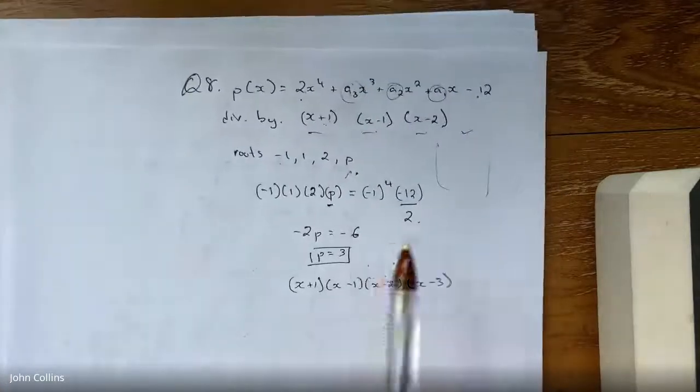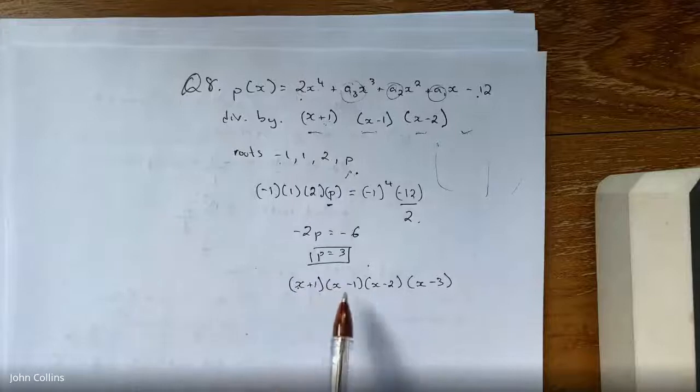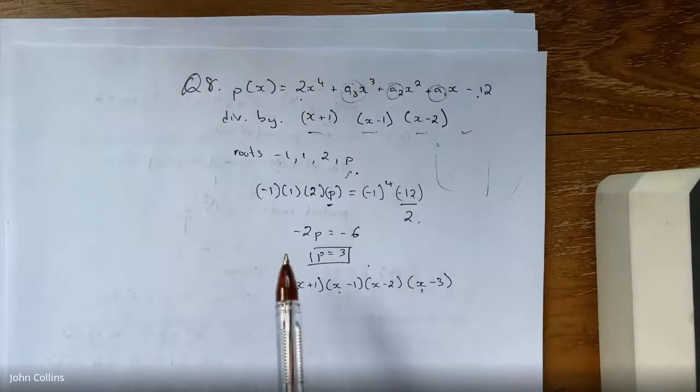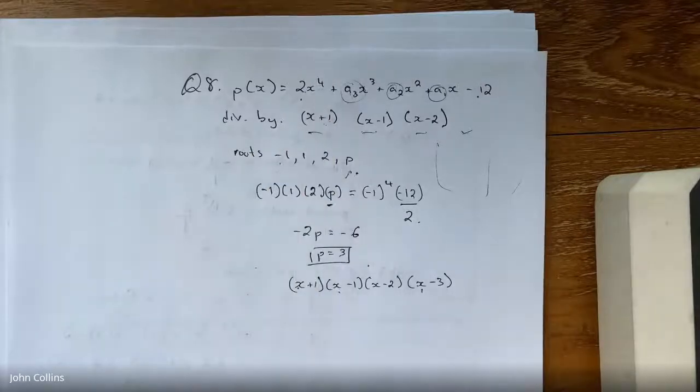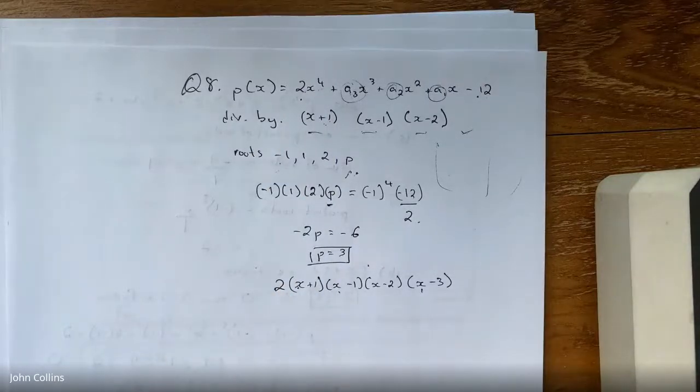If I look at my 2, I need to multiply it by 2, because if I multiply x times x times x times x, it will give me only x to the power of 4. It won't give me 2x to the power of 4, so it would have to be multiplied by 2. And that might be the final tricky bit.